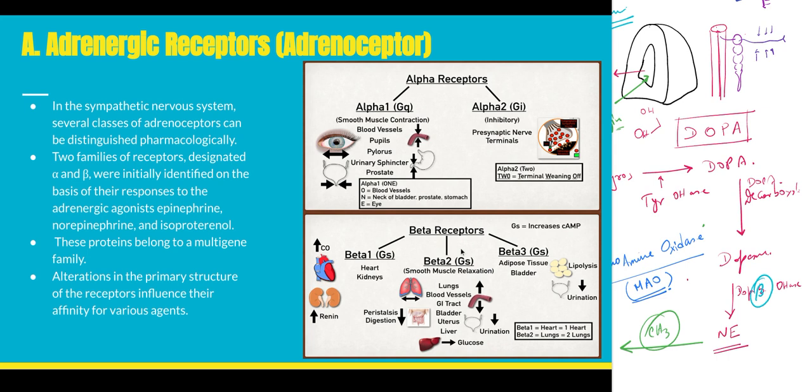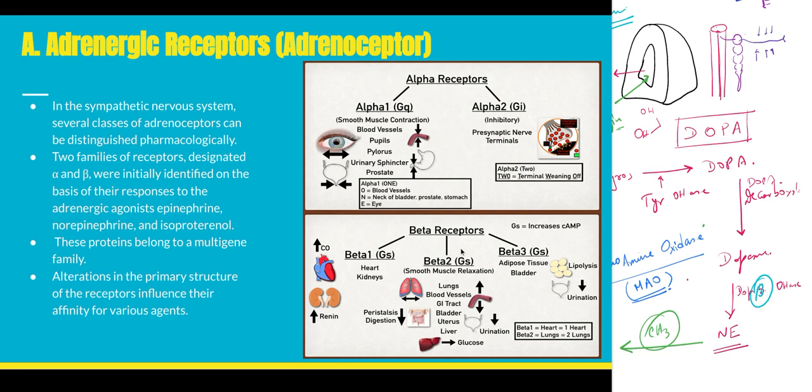Then comes E. E goes with I, and in I we talk about the pupils. I'll tell you later what happens over there. I'm just focusing on the way to remember. Here they have provided a way, and if you can follow it, it will be helpful. And for alpha 2, I don't think you need so much. Just remember that it is the Gi pathway which is inhibitory. Here they have written TWO, terminal wearing off. I don't think that is necessary.